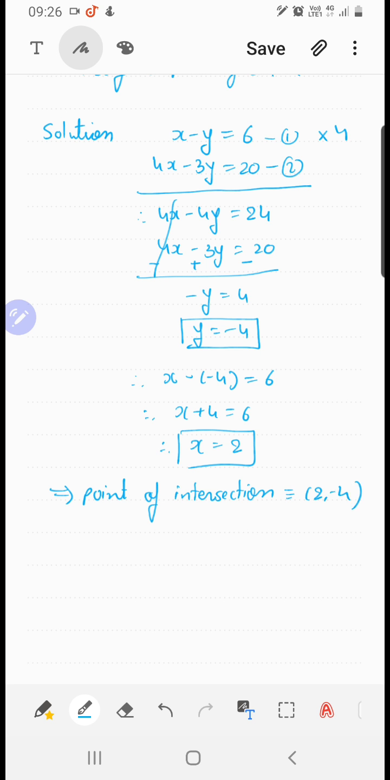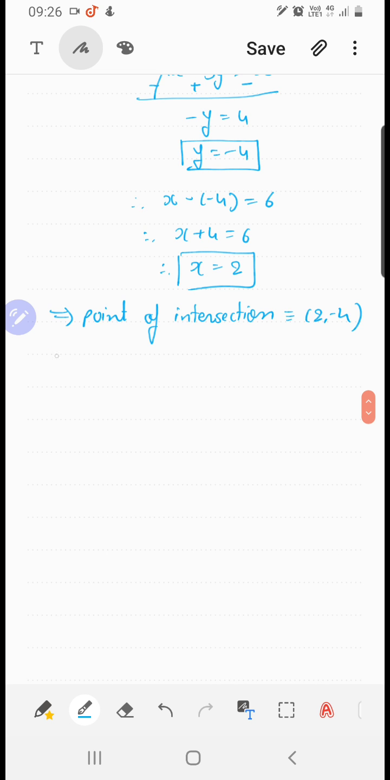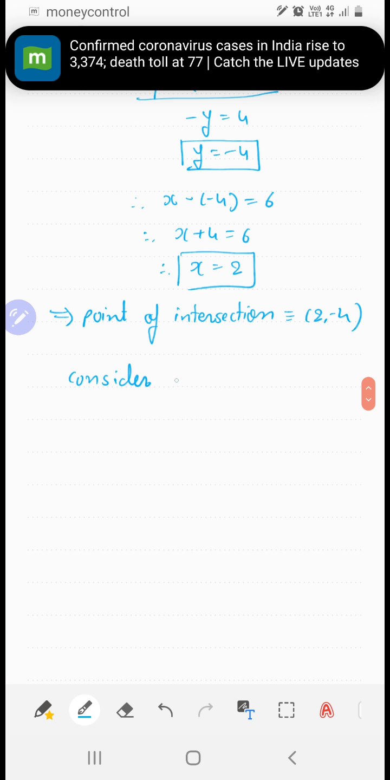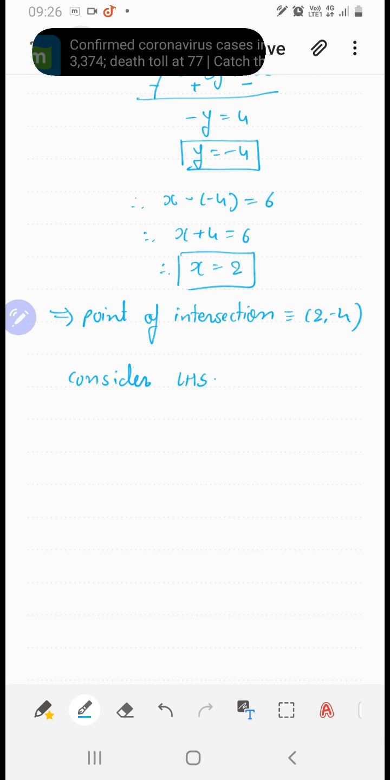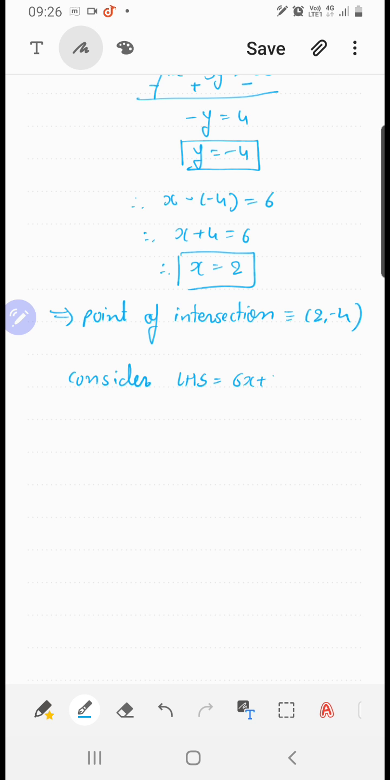Now what we do is we take this point and substitute into the third equation. Okay, so let us take the LHS of the third equation, that is 6x plus 5y plus 8. Now let's put the value 6 into 2, 5 into minus 4 plus 8. What I get is 12 minus 20 plus 8, which gives me 0. Okay, so that is equal to RHS.